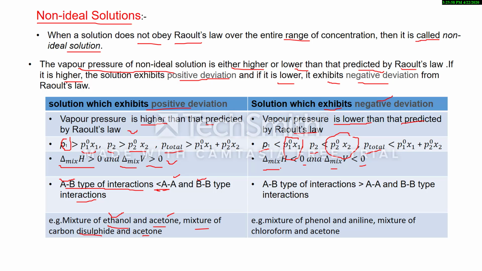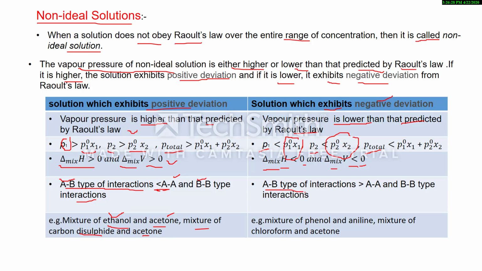In the same way, in this case, delta H mixing is less than 0. It means this is negative. This is exothermic. Heat is released. And this delta V mixing is again less than 0, that is negative. It means if we mix 10 ml of component 1 with 10 ml of component 2, then the total volume of such a solution will be less than 20 ml. Is that clear?